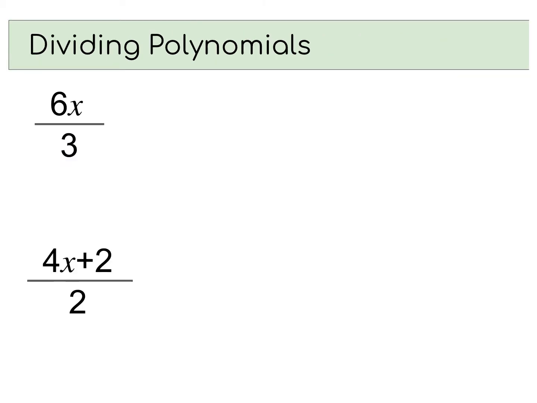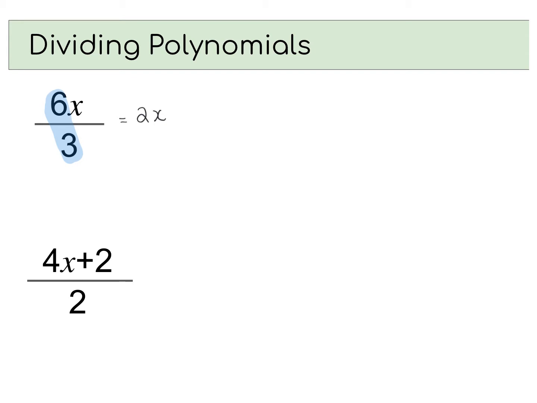All right, let's have a look at a couple of examples. In example number 1, it's all set up for us. So we just need to look at our coefficients and we're going to divide those. So 6 divided by 3 gives us 2 and we still have an x. So that will simplify to 2x.